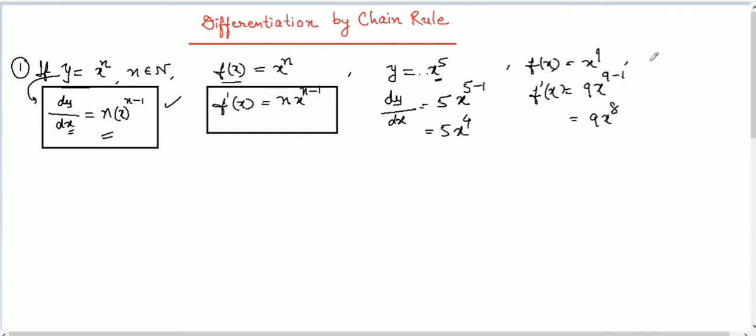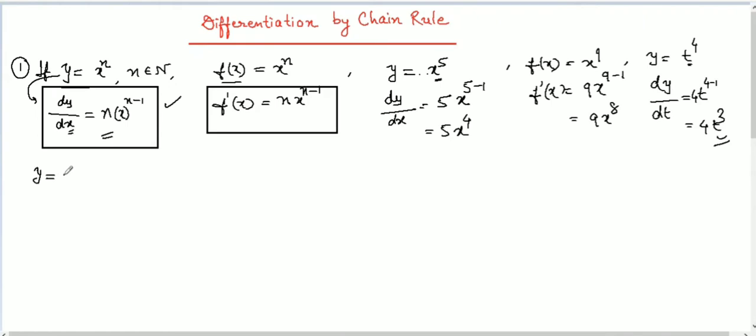Let's take one more example. If you have the function t to the power 4, now your function is in t. So we have to differentiate this function with respect to t. You will write dy over dt equal to 4, bring the power 4 in front of t, and 4 minus 1. The final answer will be 4t to the power 3. So this way we will differentiate. Let's take one more example.